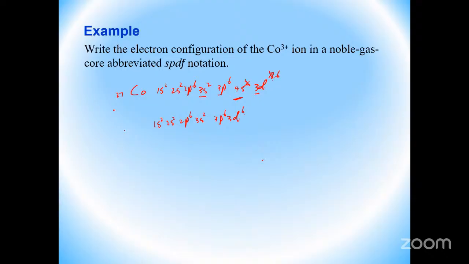Not finished yet because it's asked for the abbreviated. So if you remember, to get the abbreviated version, we have to go to the periodic table and look for the group 8 element that immediately precedes cobalt. And if I'm not mistaken, that's argon, right? So argon would basically have this electronic configuration here. This would be the electronic configuration of argon. So the final answer, which would be the abbreviated configuration, would be this, 3d6, and that's it. All right? So that's how you get the abbreviated SPDF notation for the cobalt 3 plus ion.